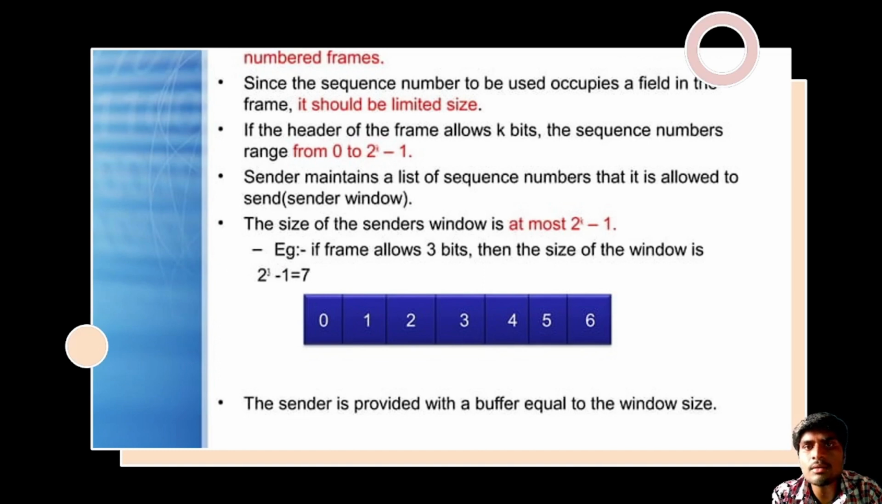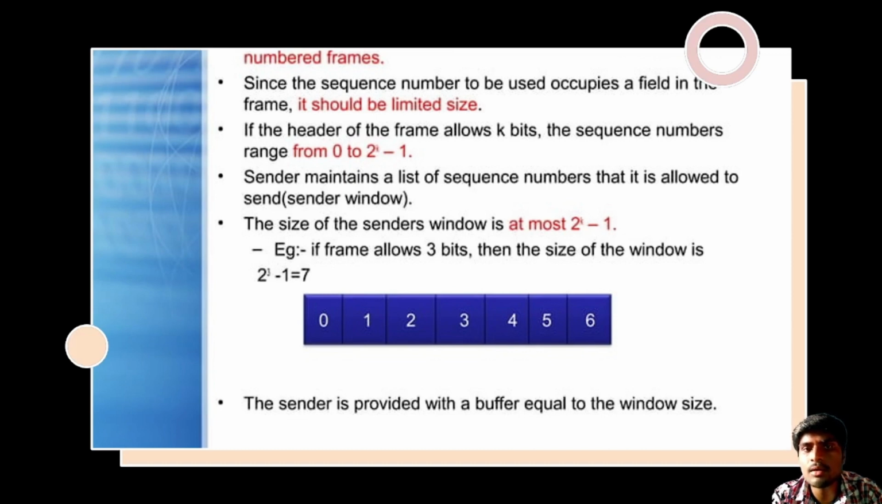Since the sequence number to be used occupies a field in the frame, it should be of limited size. If the header of the frame is k bits, the sequence numbers range from 0 to 2^k minus 1. Sender maintains a list of sequence numbers that it is allowed to send, the sender window. The size of the sender window is at most 2^k minus 1. Example, if the frame allows 3 bits, then the size of the window is 2^3 minus 1, that's equal to 7.